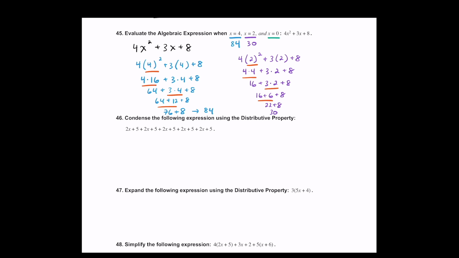Again, we're just trying a few different scenarios. Expressions don't necessarily have one right answer. It depends on what the variable is equal to.